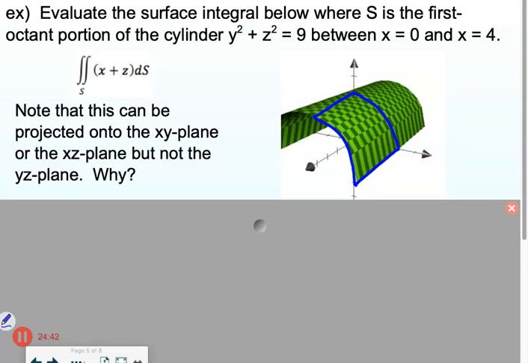Okay, so it's a sideways oriented cylinder. It's y squared plus z squared equals 9, right? So the little radius here is 3. Which one's X, Y, and Z? So that's X, Y, Z.